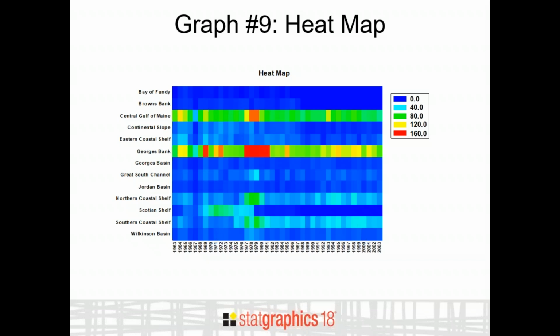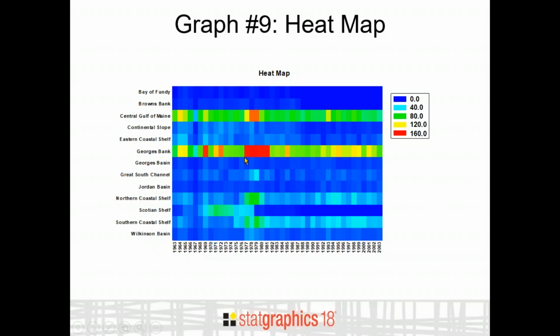Well, you can see a number of things very quickly from this heat map. First off, you can see that there are 2 locations that are consistently high. We have the central Gulf of Maine here, and we have Georges Bank here, where the counts have consistently been above the other regions. You have certain areas like the Bay of Fundy where you almost never see any fish. Same thing with Browns Bank.